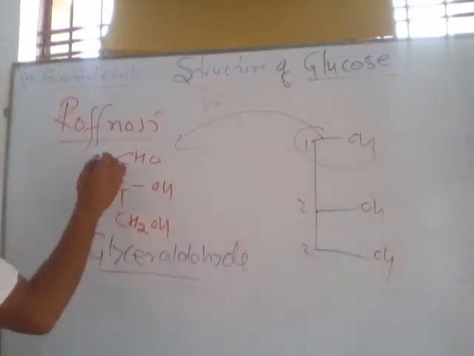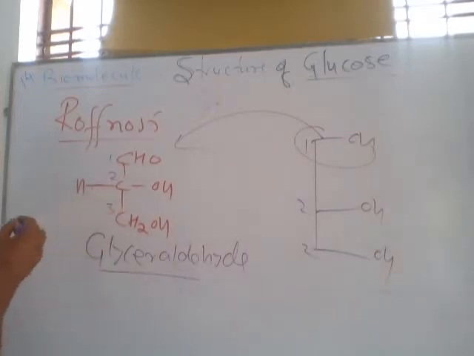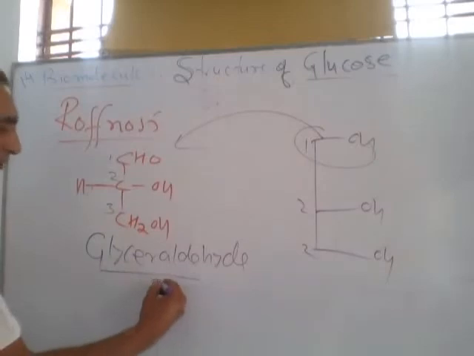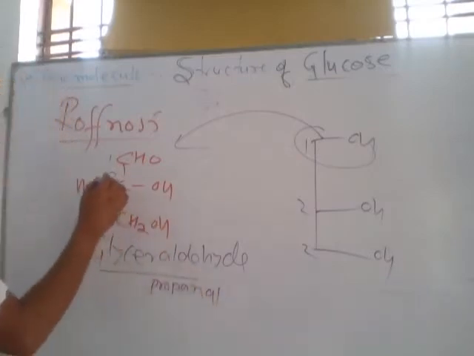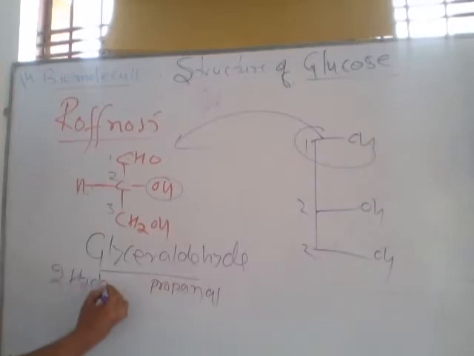Observe, its IUPAC name may be 1, 2, 3. You can guess its IUPAC name. There are a total of 3 carbons, so it is called propane. On the first carbon there is al, so propanal. And on the second carbon there is hydroxy, so we can write 2-hydroxypropanal. This is the IUPAC name.